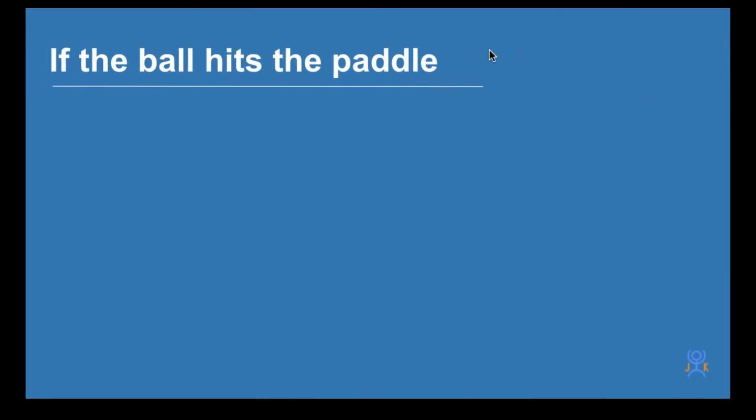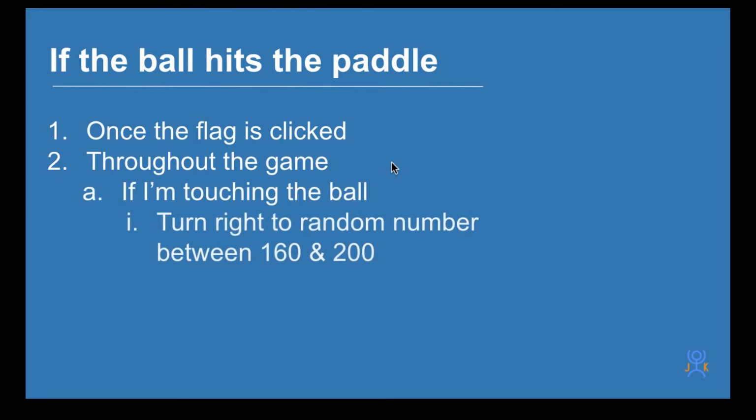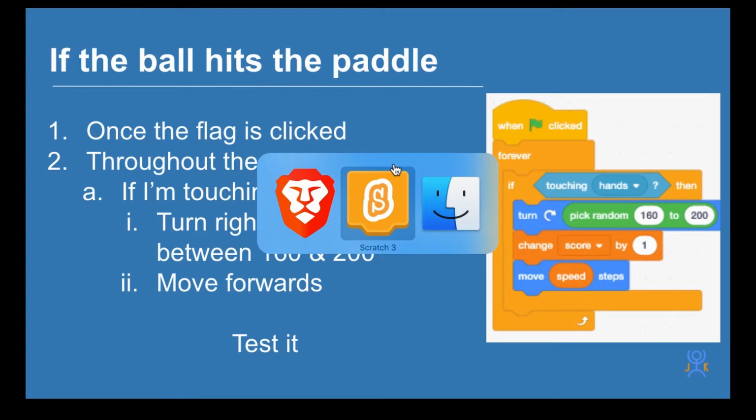Okay, next. So we're now going to deal with the paddle. So if the paddle's hit, I just want the ball to rebound off, really. Once the start flag is clicked, that's the trigger, and then throughout the game I sense another repeat, and then if I'm touching the ball, then turn to a random number between these two figures. They just seemed about right, and then move forwards. And of course, test it. So that's what the code looks like. Let's have a look and see.